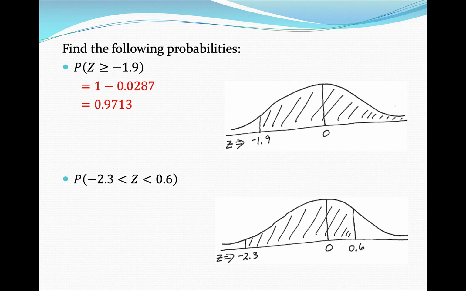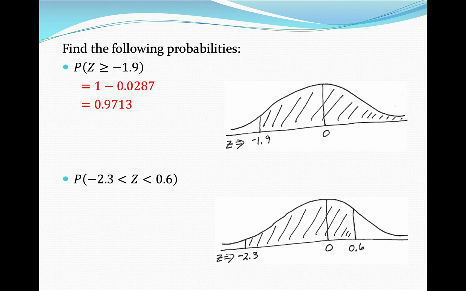So in this case, we actually have two z values to look up. And you have to really think about what the table is going to tell us. Remember, if we look these up, it's always going to give us the area to the left. So think about this. If you look up 0.6, it's going to give us the total area to the left of 0.6. And we want all of that area except for one small part. We do not want the part that's less than negative 2.3.